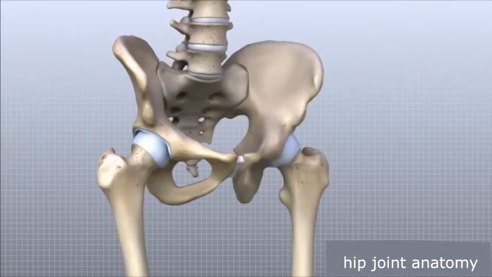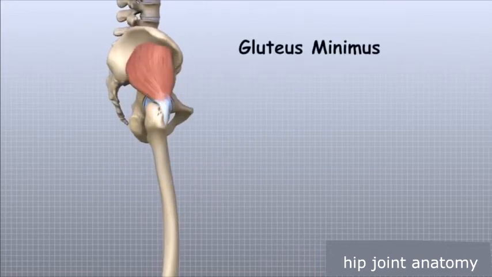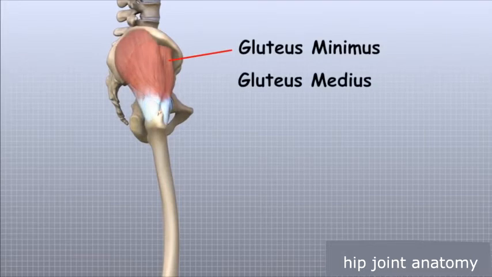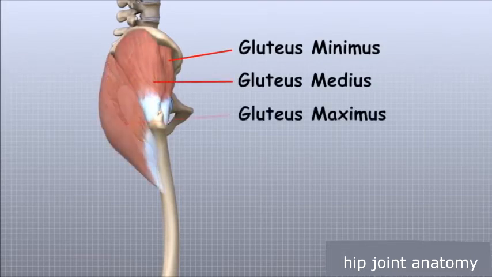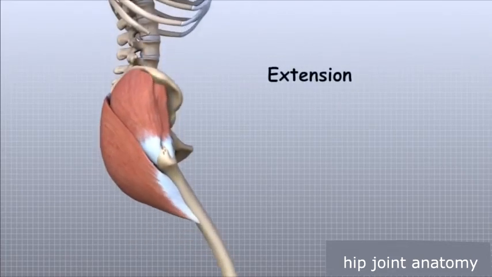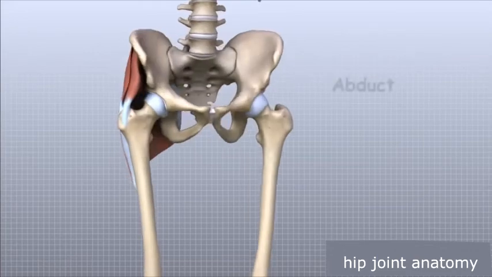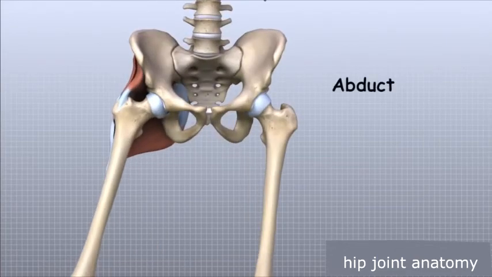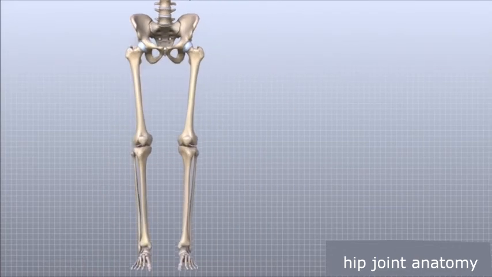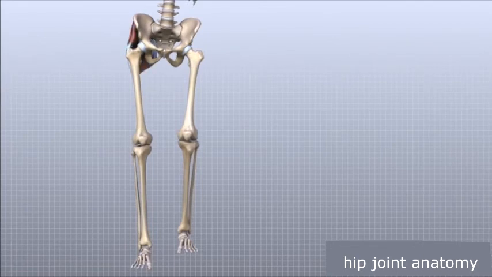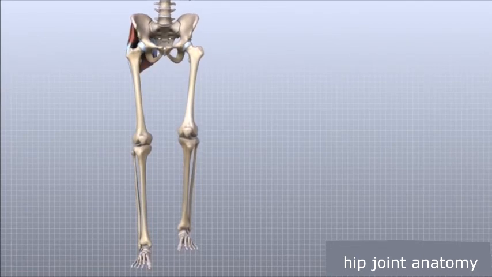The hip is surrounded by large, thick muscles. Three gluteus muscles, the gluteus medius, the gluteus minimus, and the gluteus maximus, make up the muscles at the back of your hip joint. These muscles extend or pull the thigh backwards and abduct or pull the thigh away from the other leg. The gluteal muscles also keep the pelvis level while you are walking or running.